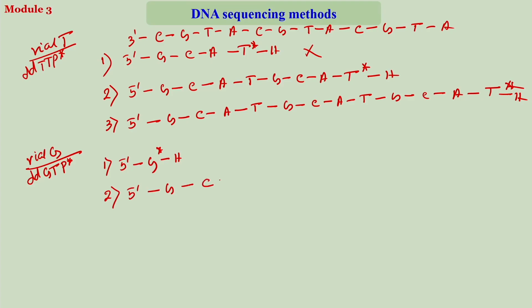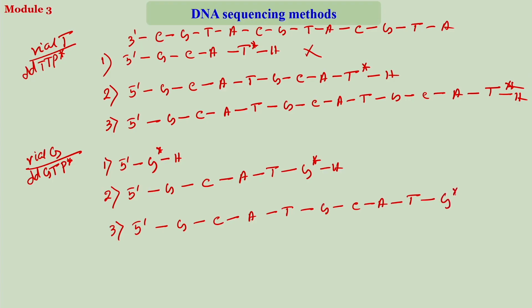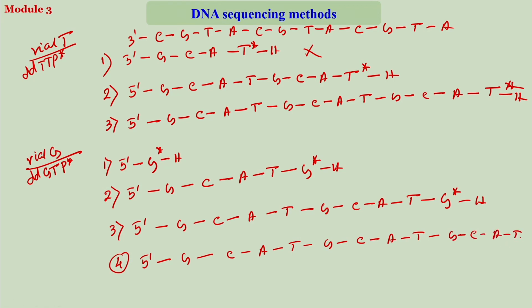G C A T, here there has to be another G, stopped. 5 prime G C A T G C A T, here there has to be G, and the full length I think 5 prime G C A T G C A T G C A T OH, and again this is not labeled.